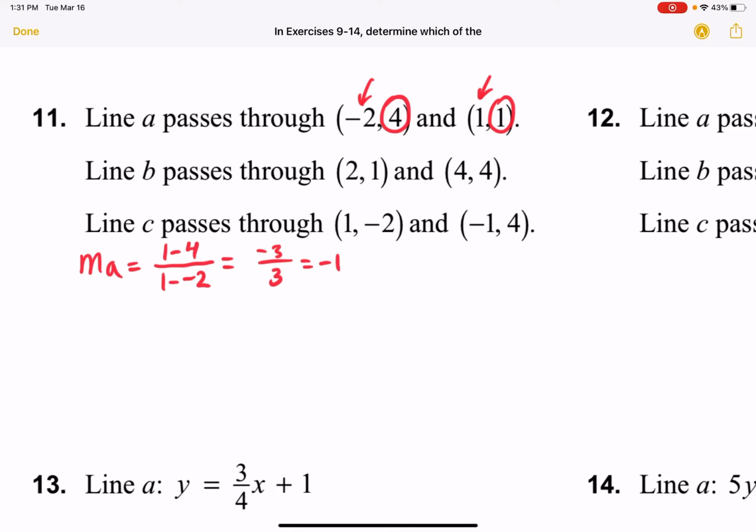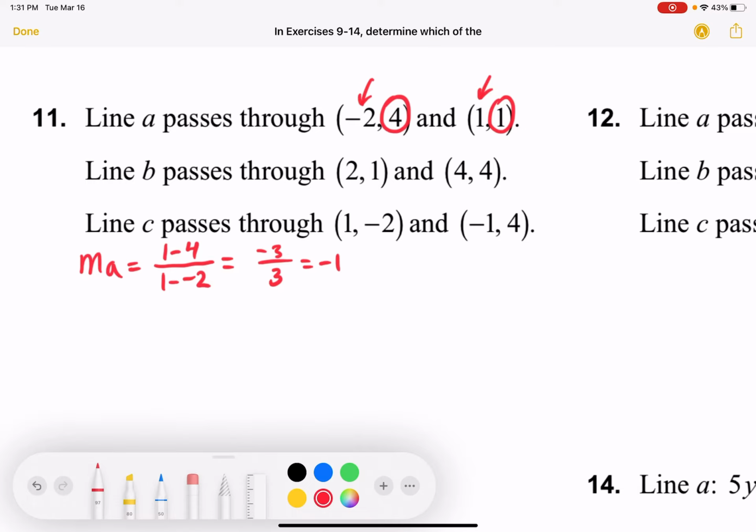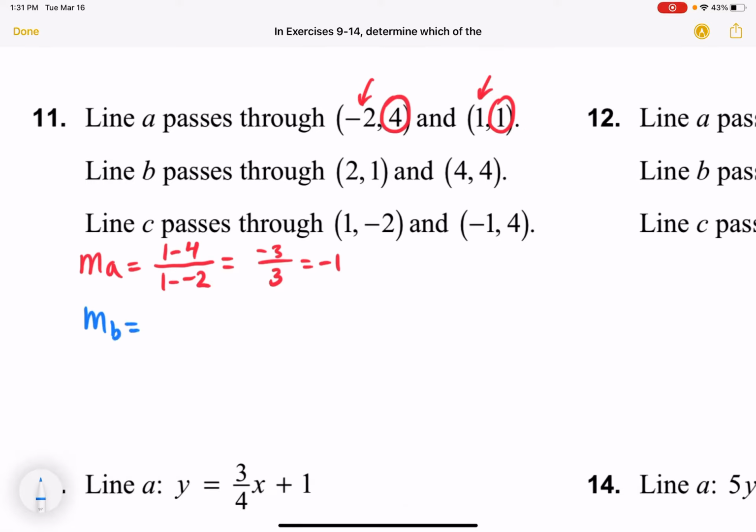Okay, now we're going to take a look at the slope of line B. And the slope of line B is going to be, again, the difference between the y's, 4 minus 1, divided by the difference between the x's, 4 minus 2. This is 3 divided by 2.